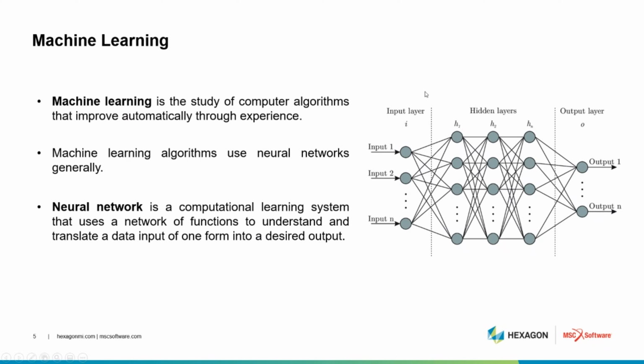We can see here we have an input layer of parameters, like for simulation. You have a hidden layer, which is the relation between parameters, weights, and other things. And we have an output layer, which is the desired output we want to see.